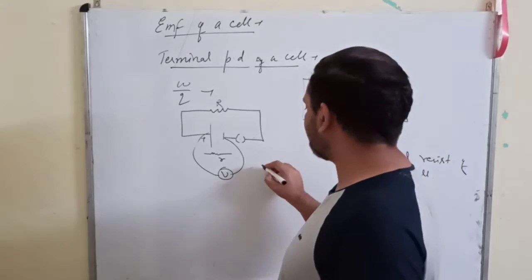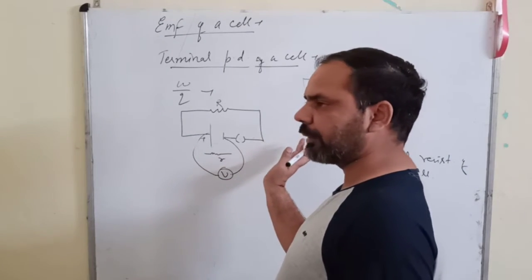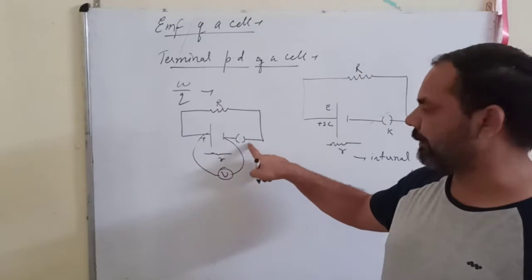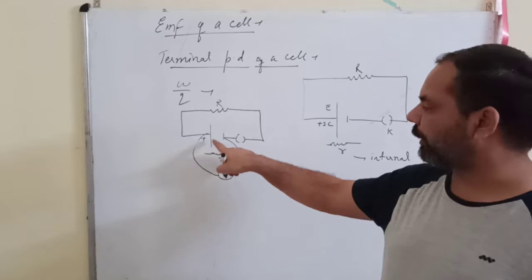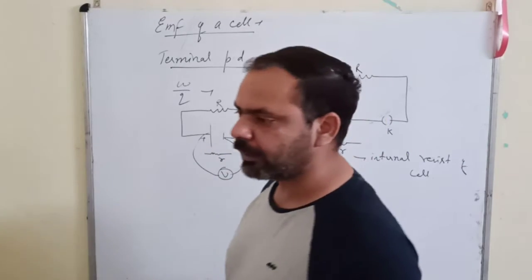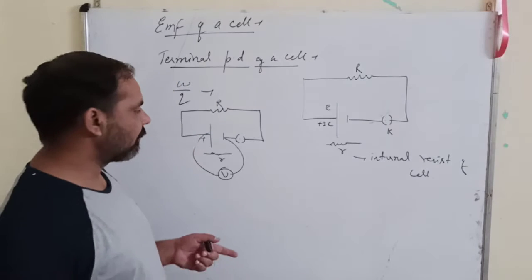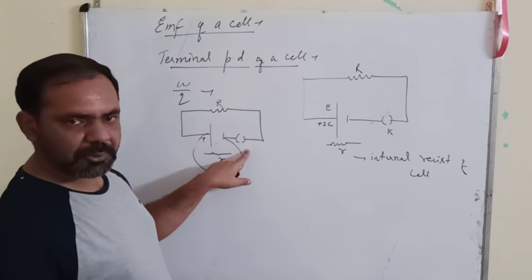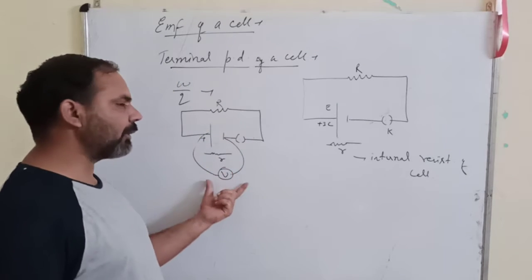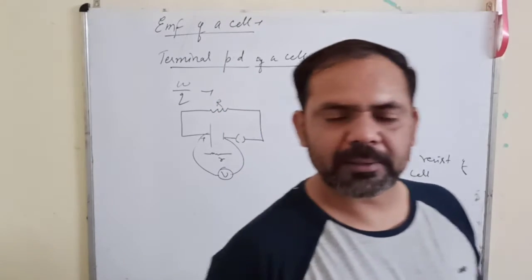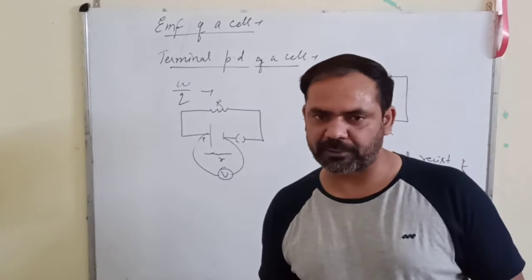Means if initially the needle was pointing at some value, then it will decrease. That is your terminal potential difference when the key is closed. So the potential difference between the plates of the cell when the key is open is EMF, electromotive force. And when the key is closed, means in a closed circuit, when you measure the potential difference of the plates of the cell, it is called the terminal potential difference.